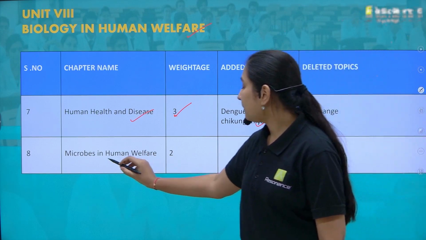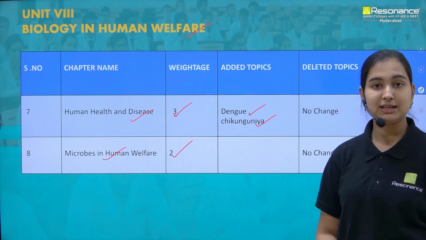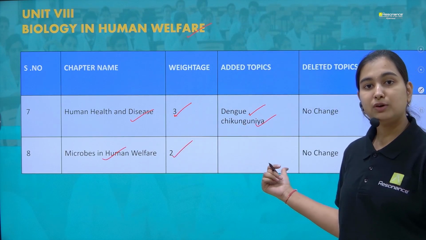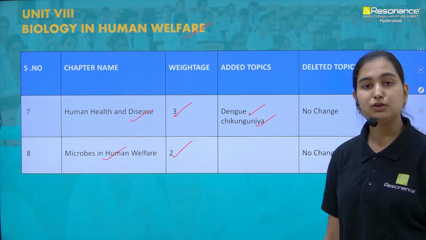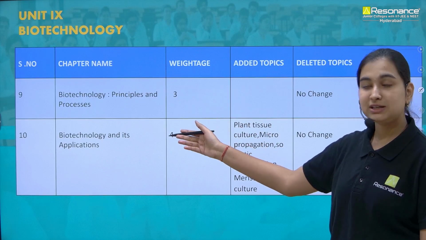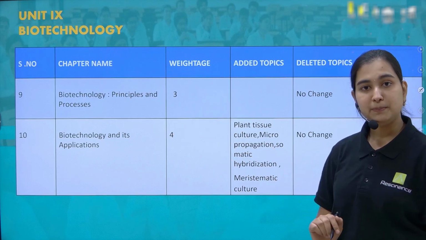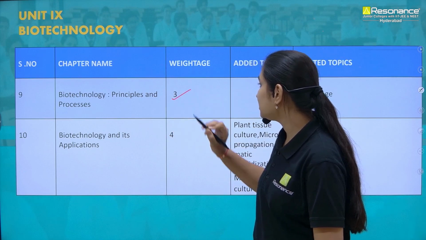Next, microbes in human welfare, we can expect an average of 2 questions from this chapter. Here there is no addition nor deletion of any topic. It is mostly the same. Coming to the next unit, which is biotechnology. In biotechnology, principles and processes, the weightage is 3 questions.